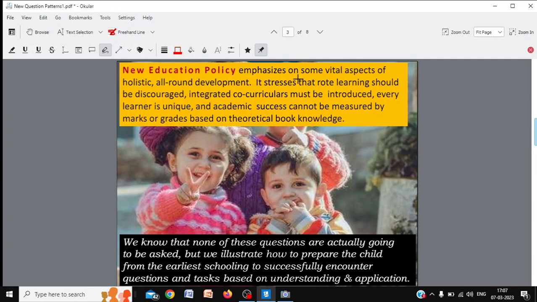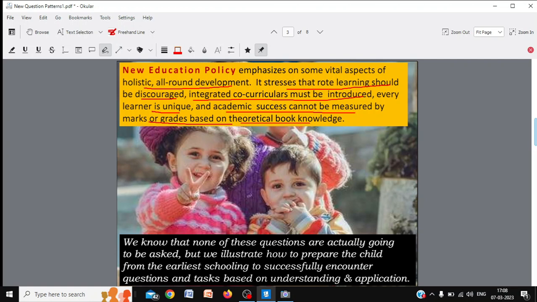The new education policy emphasizes some vital aspects. These are the aspects of holistic, all-round development. The new education policy stresses that rote learning should be discouraged. So no longer questions which you can learn by heart from the book. It emphasizes integrating co-curricular activities with the academics. It supposes that every learner is unique, and also that academic success cannot be measured by marks or exam grades because exams are based on theoretical book knowledge. So marks and grades do not really measure the student's success.